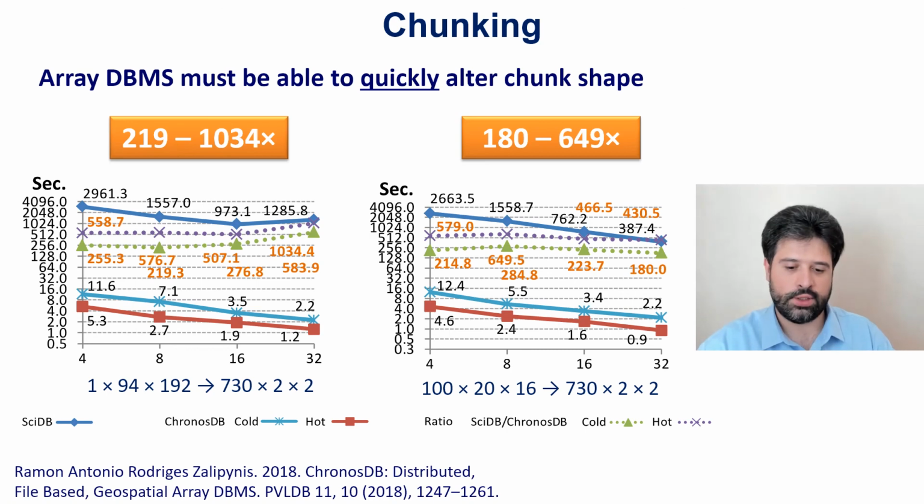You have already seen this slide in one of the previous tutorial parts, but I include it here for completeness. As you know, chunking is a crucial operation to tune array DBMS for better performance. ChronosDB is over 1000 times faster than SciDB.